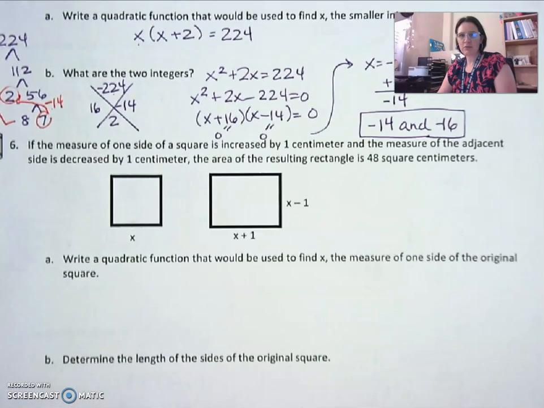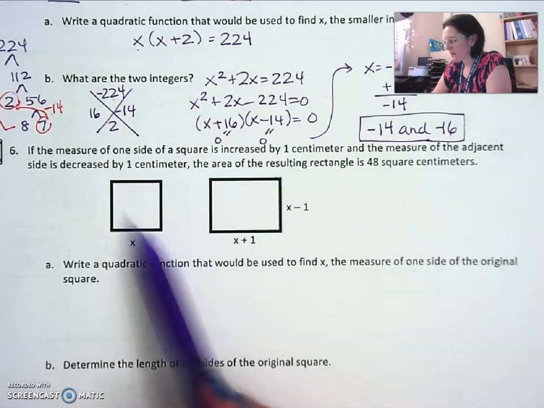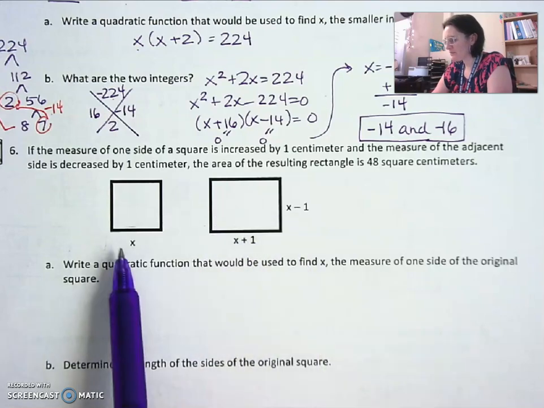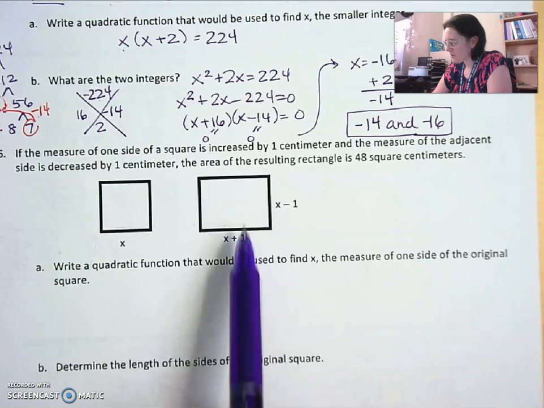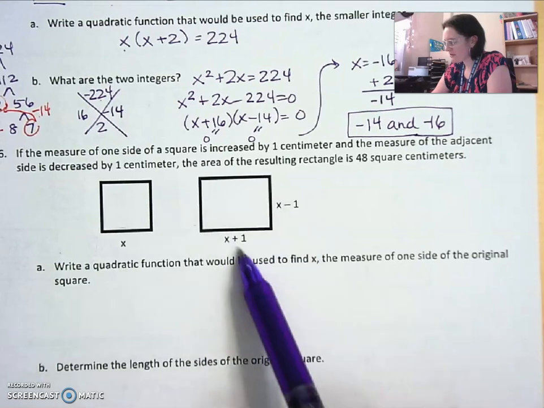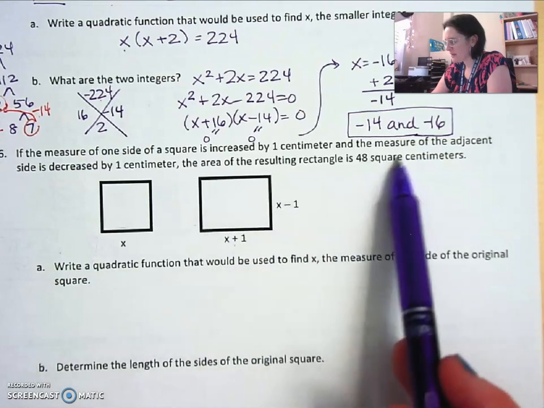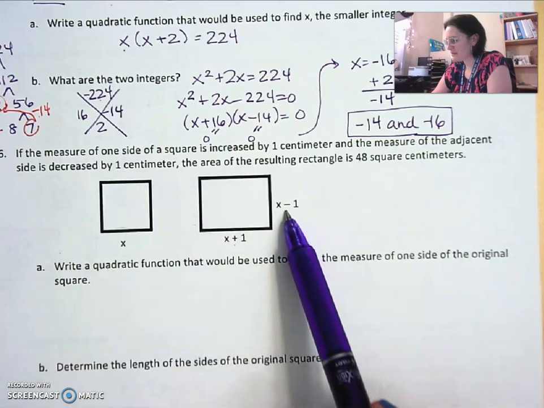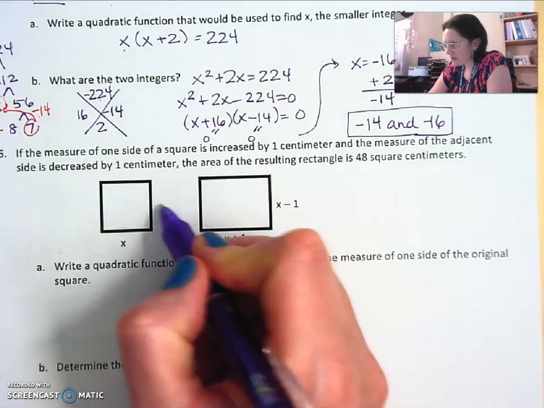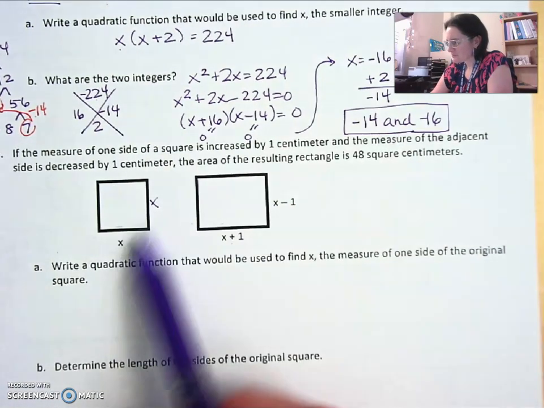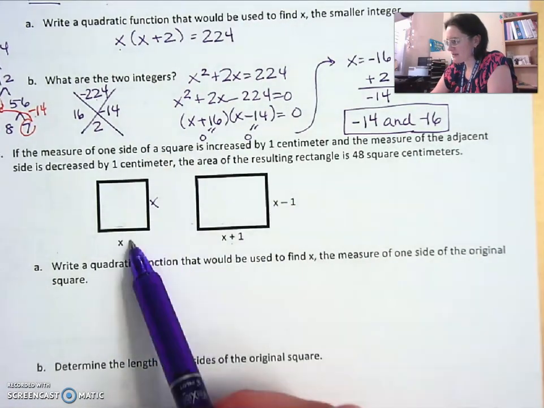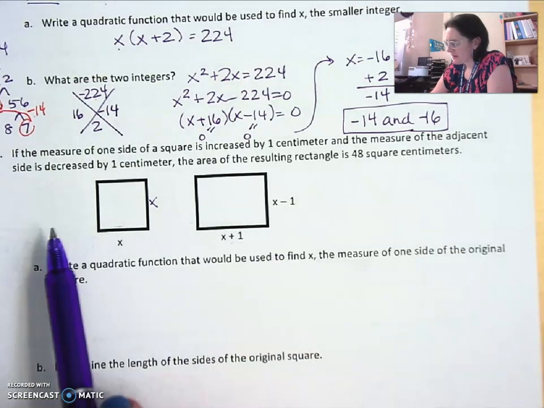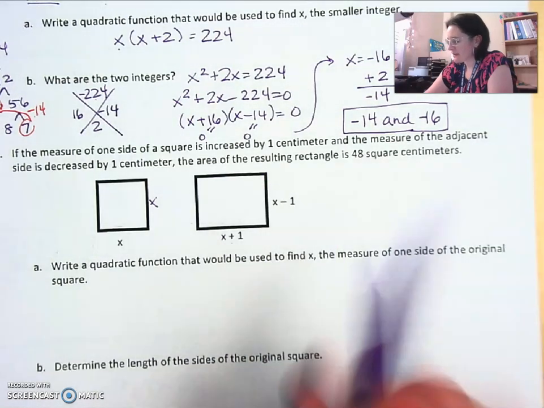All right, so for this next problem, we have this square that was changed in size into a rectangle, and one side was increased by 1 centimeter, so that's where this +1 comes from, and the adjacent one was decreased by 1 centimeter, so that's why it's a -1. And remember, on a square, all the sides are equal, so they would have all been x, so we have the x + 1 here and the x - 1 there. And the area of the resulting rectangle is 48.